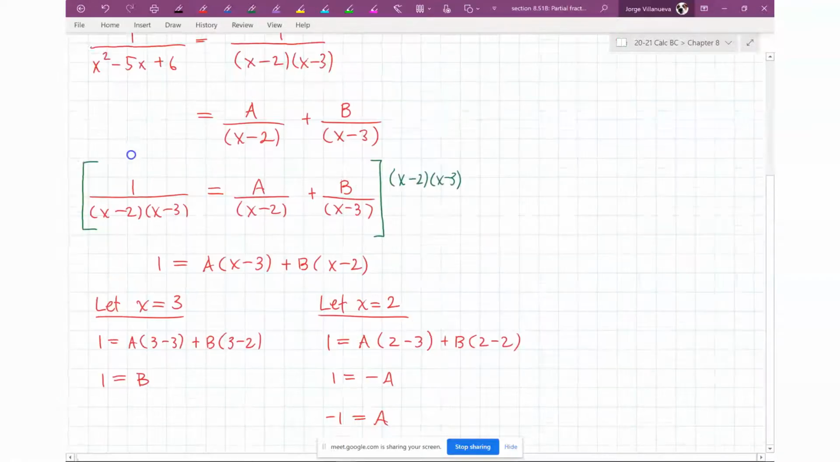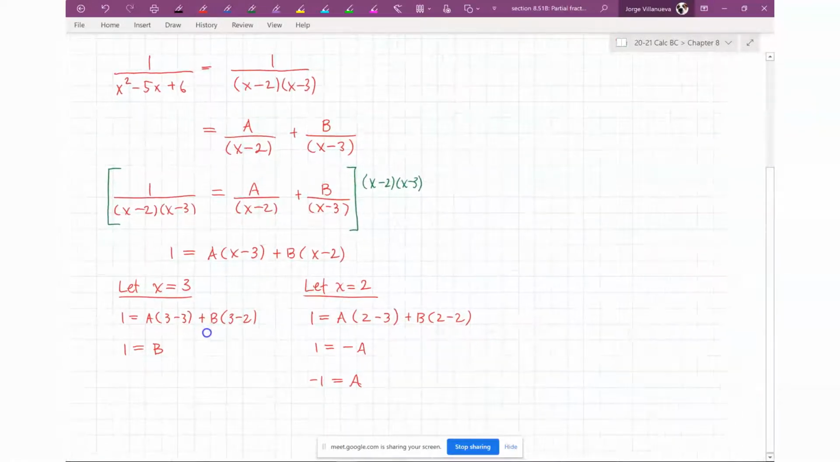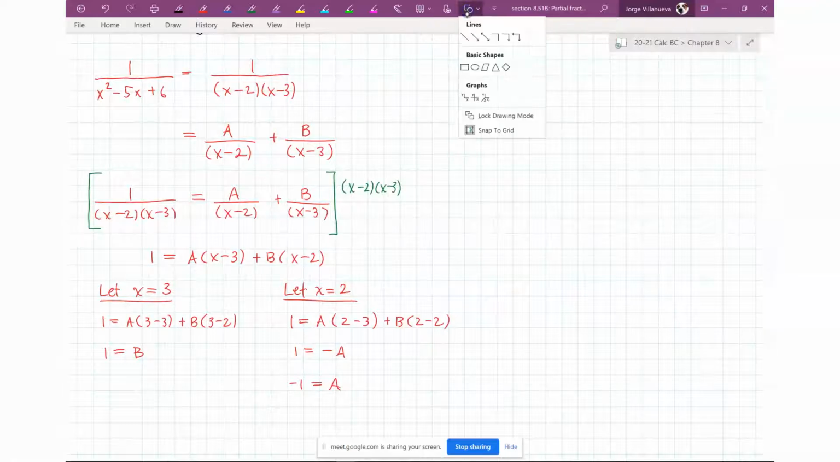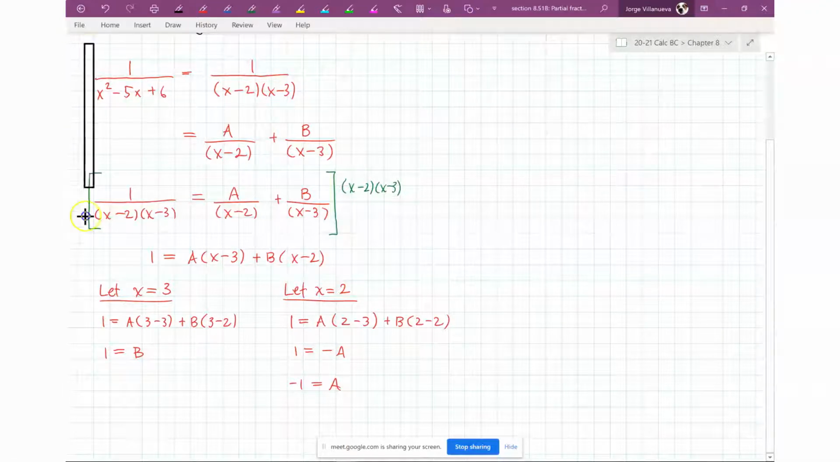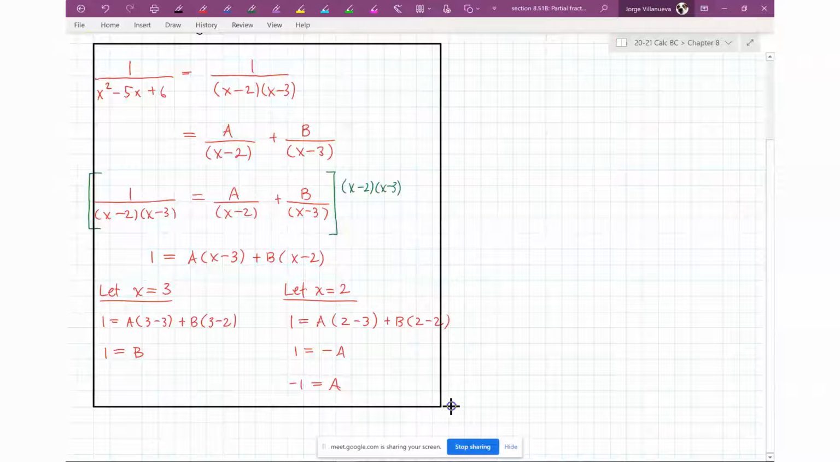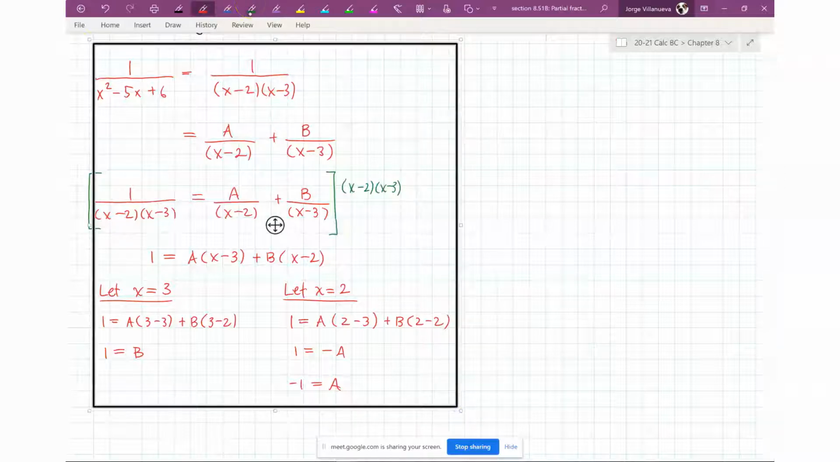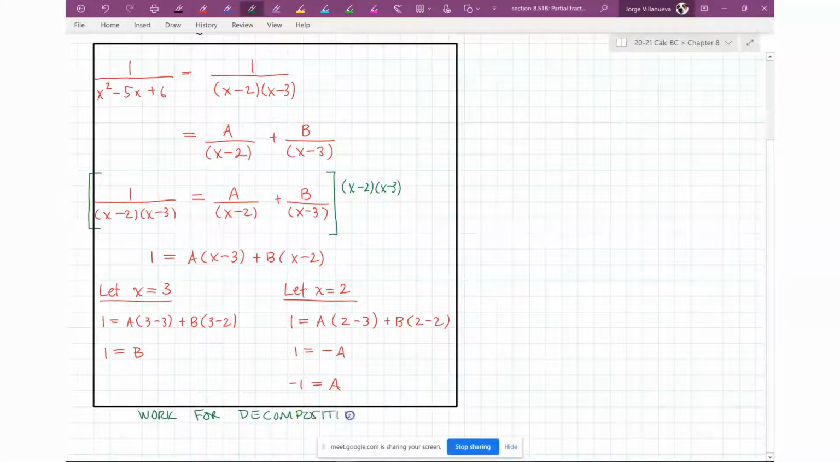Now, all of this work right here is not my answer, but I'm going to put a box around it. This is my work that I do for the partial fraction decomposition. I'm going to write, work for decomposition. All right, that is not the answer, but it is a lot of work that I need in order to do the problem.